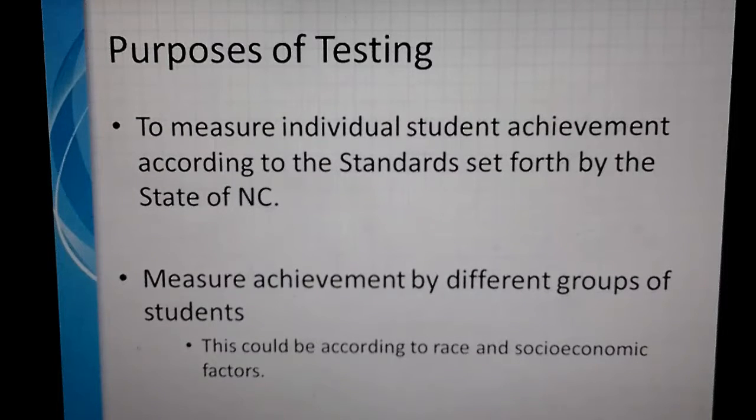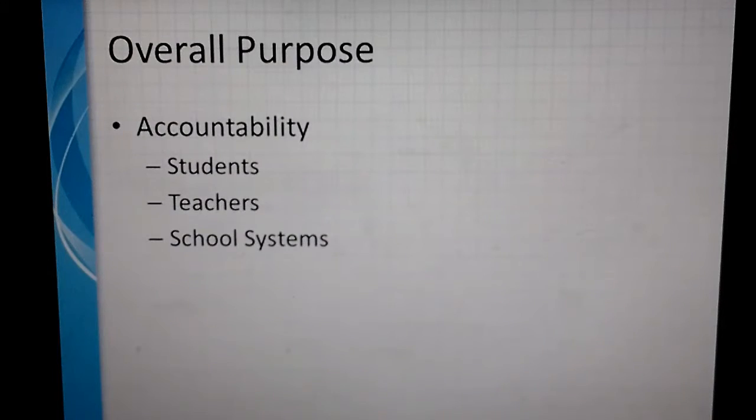EOC testing has two main purposes. First is to measure individual student achievement according to the standards set forth by the state of North Carolina. These standards are essentially the course material I will teach to your student. Secondly, testing measures the achievement by different groups of students. These groups of students could be delineated according to race or other socioeconomic factors. The overall purpose of testing is accountability, not only for students and teachers, but for school systems as a whole.